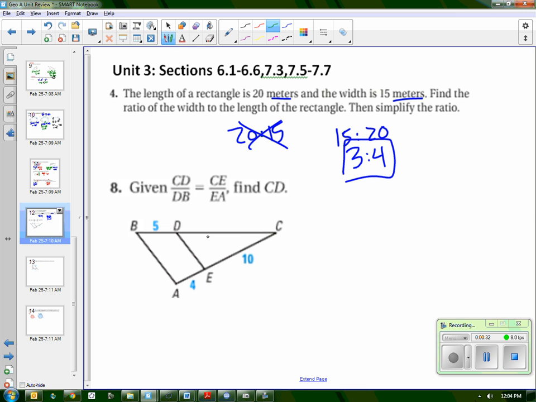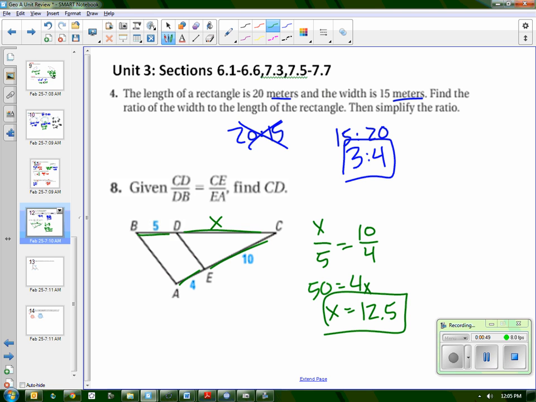This guy, CD, that's this over DB, so that's what I'm looking for, I have a feeling. X over 5 equals CE, that's this guy, 10 over EA, 4. Cross multiply, 50 equals 4 times X, that means X is going to be about, give or take 0, because it's exact, 12.5.